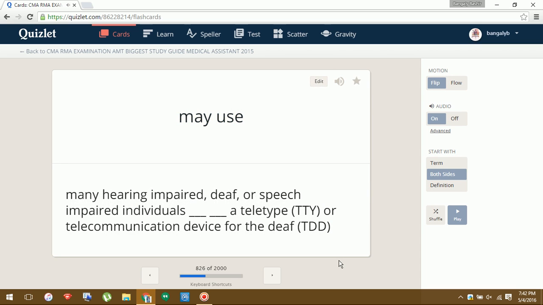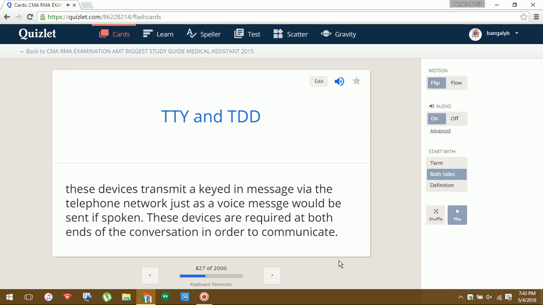May use. Many hearing impaired, deaf, or speech impaired individuals may use a teletype or telecommunication device for the deaf. TTY and TDD. These devices transmit a keyed-in message via the telephone network just as a voice message would be sent if spoken. These devices are required at both ends of the conversation in order to communicate.